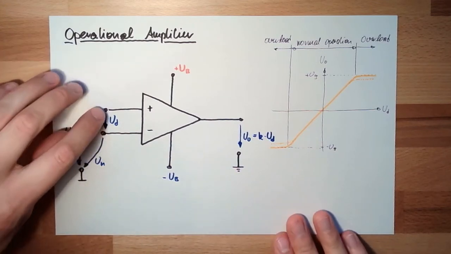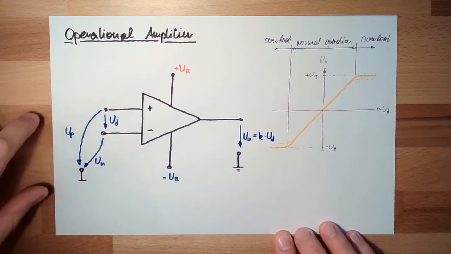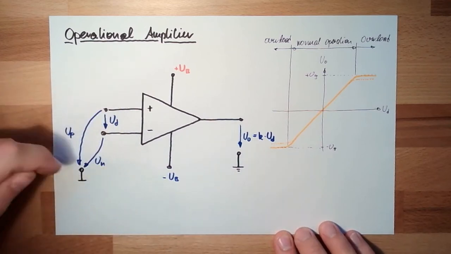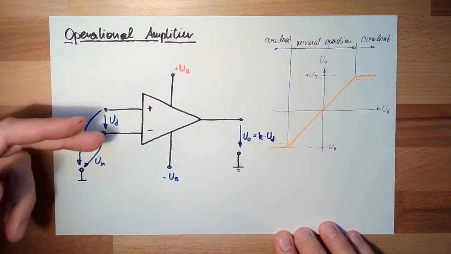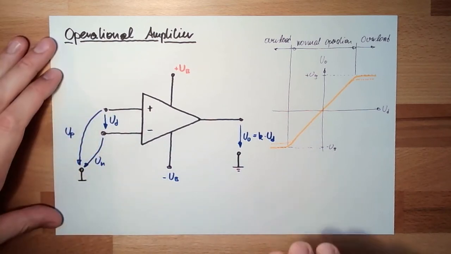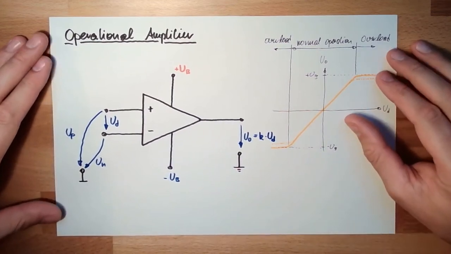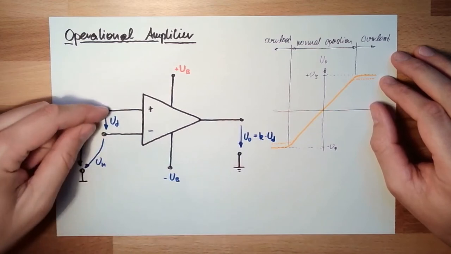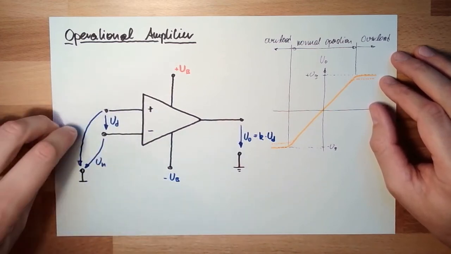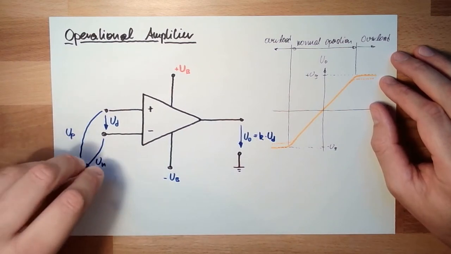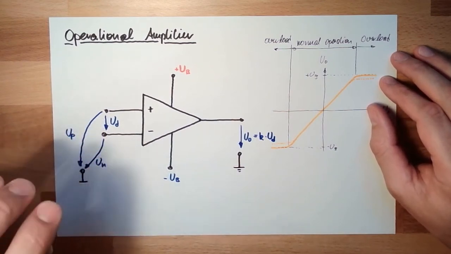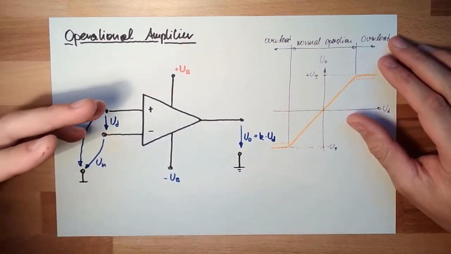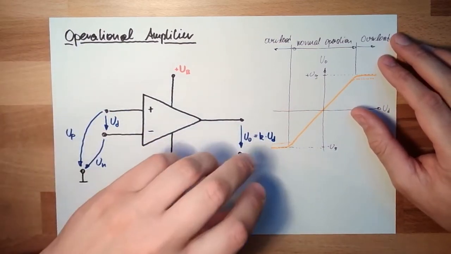If UD is zero, there might be the case that UP and UN are zero. Then it's clear UD is zero. Or UP and UN are, let's say, 100 volts. Then UD is still zero. And in an ideal world, this would cause no output. If UD is zero, regardless of the value of UP and UN, whether both 10 volts or 5 volts or 100 volts, in theory it would be ideal if the output is zero.